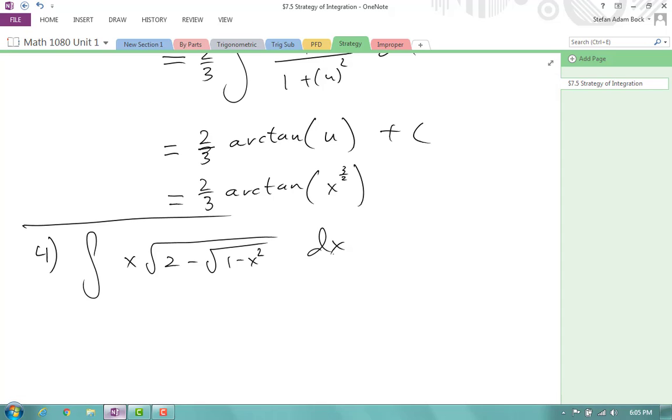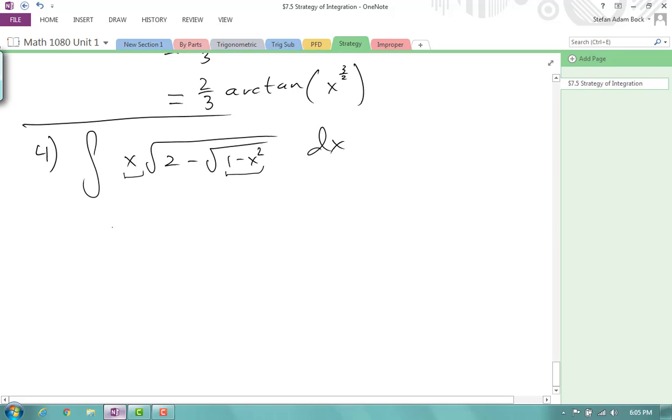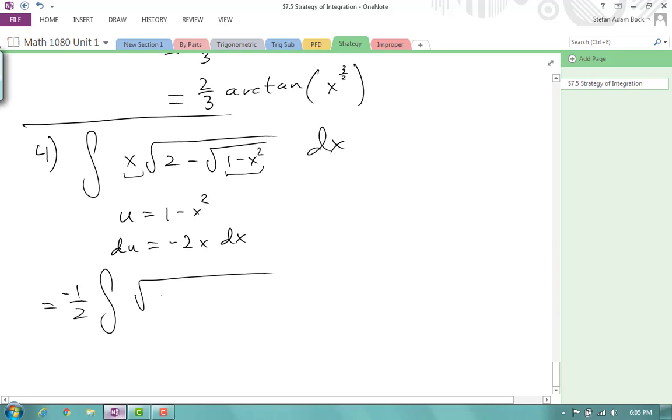Unless we want to be familiar. We want to see that, hey, I have a 1 minus x squared and I have an x out here. So I'm just going to start off by doing a u substitution. Maybe it'll make my life easier. U equals 1 minus x squared, so my du is equal to negative 2x dx. This changes my integral with a substitution to negative 1/2 integral square root of 2 minus root u du.